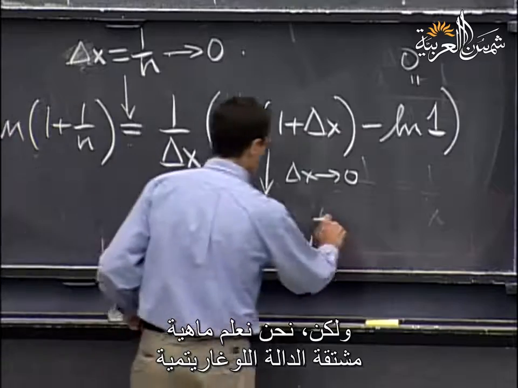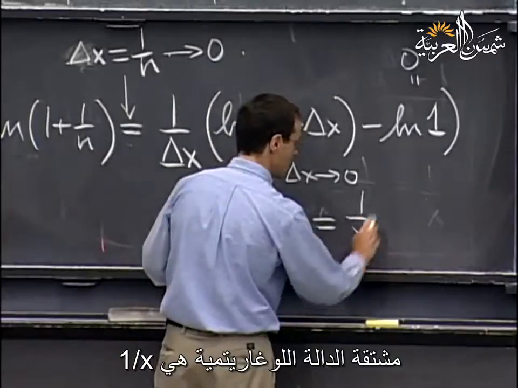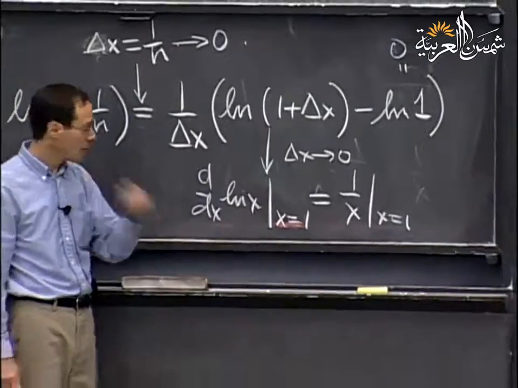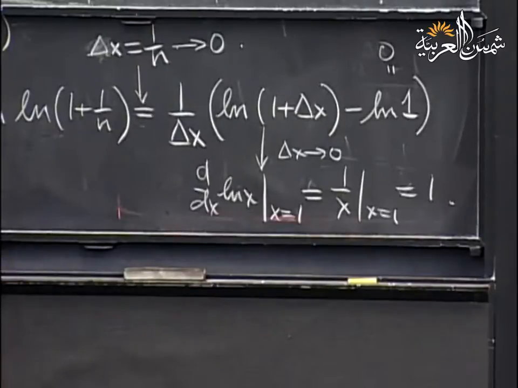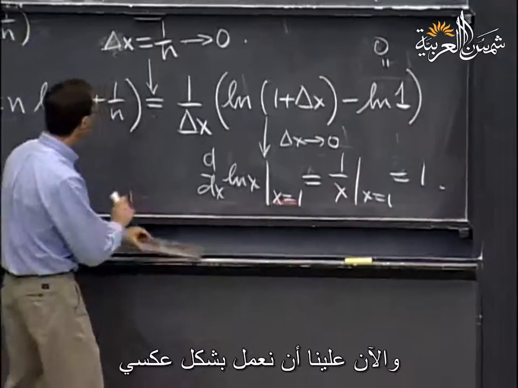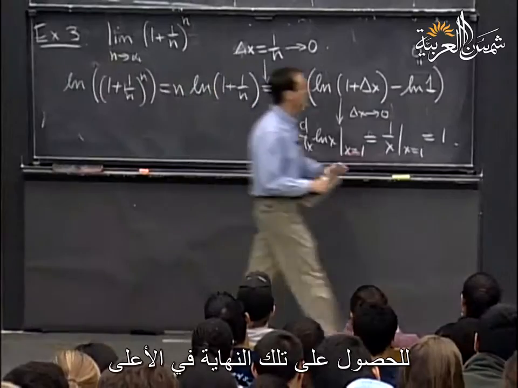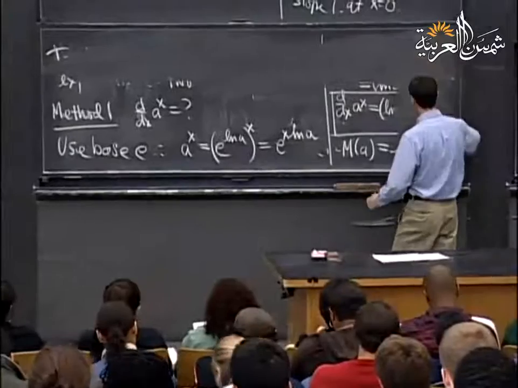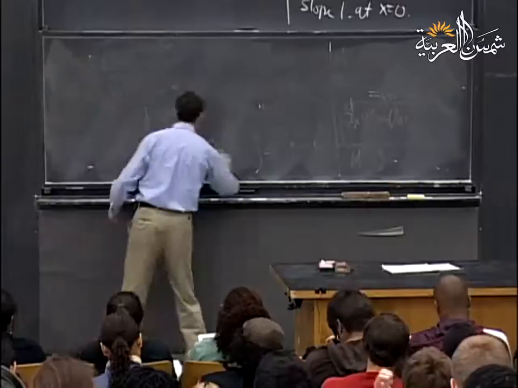But we know what the derivative of the log function is. The derivative of the log function is 1 over x. So this limit is 1. Okay, so we got it. We got the limit, and now we just have to work backwards to figure out what this limit that we've got over here is. So let's do that.